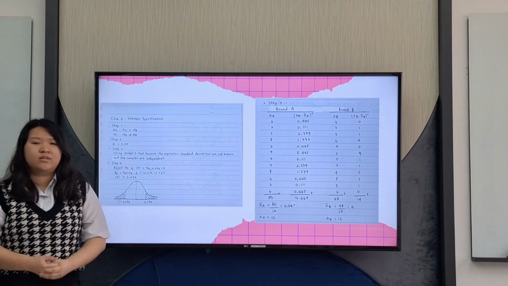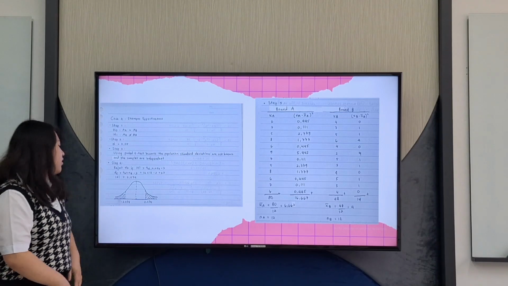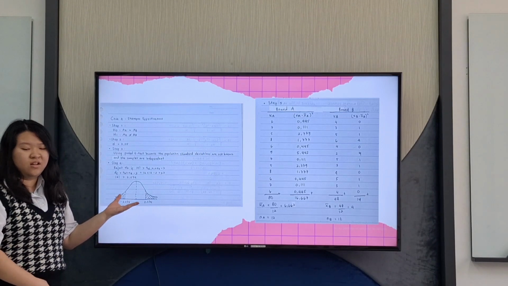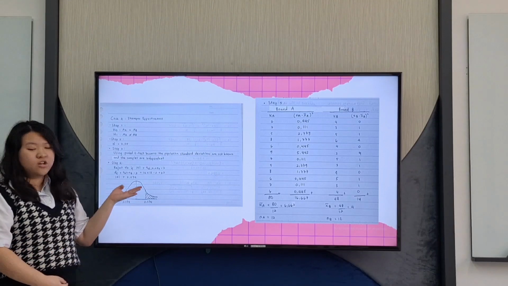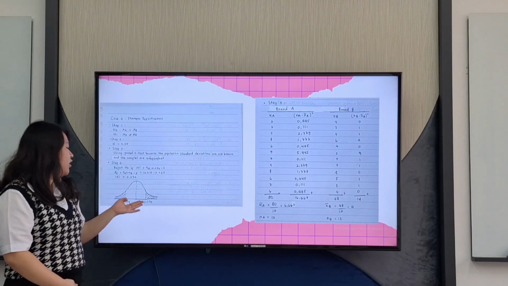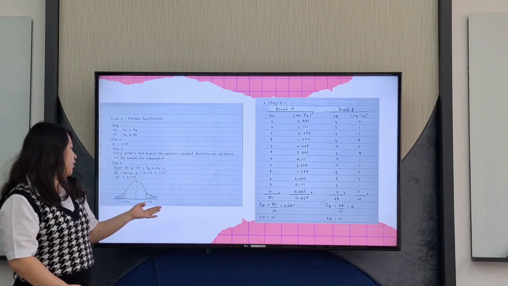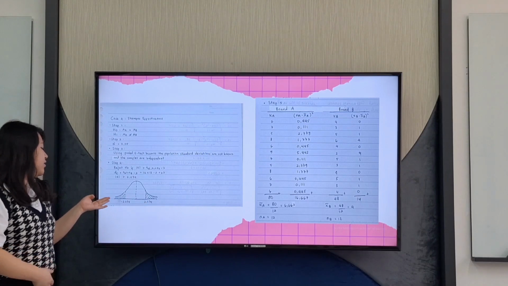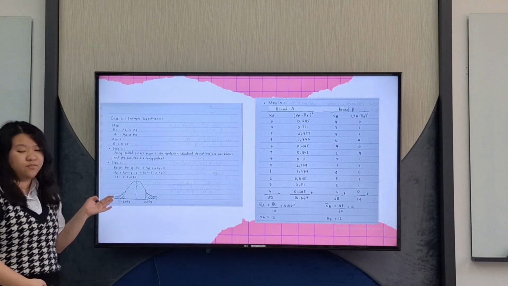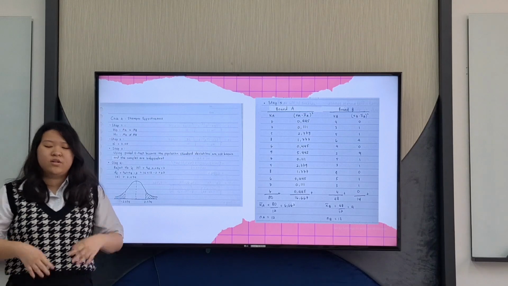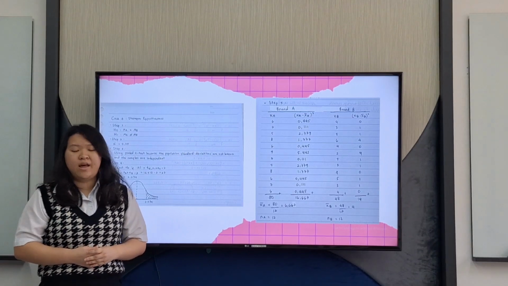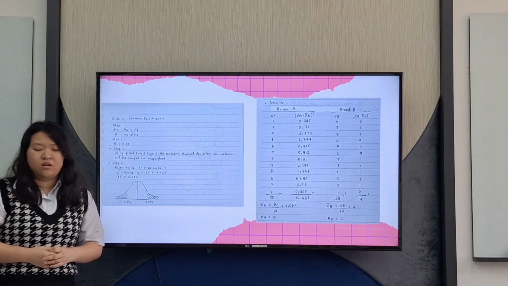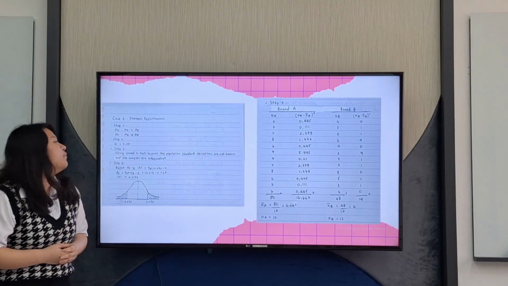And after we know the T table, we will draw the curve, and the curve is like this with the region of rejection larger than 2.074 and less than minus 2.074. As for the next step, which is step 5, we will calculate the mean and standard deviation of each brand.